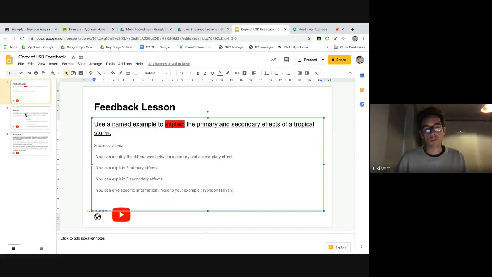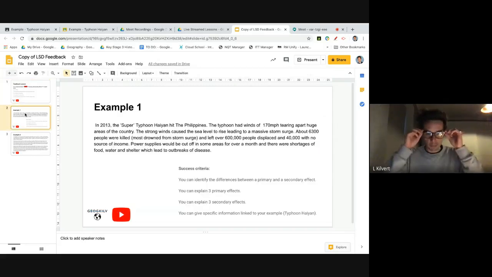So the first example that we're going to look at is this one. Now, I'm going to read it through. Then I'm going to highlight each of these different strands on the success criteria, and we're going to see what this answer gives us in terms of the success criteria. And then from that, we'll be able to give it a what went well and an even better if.